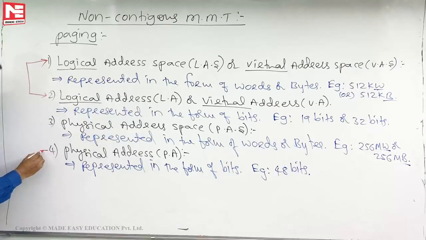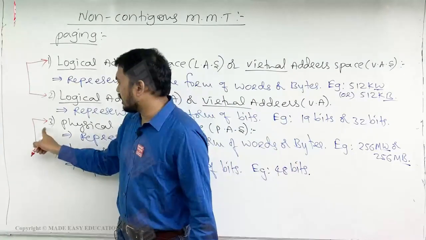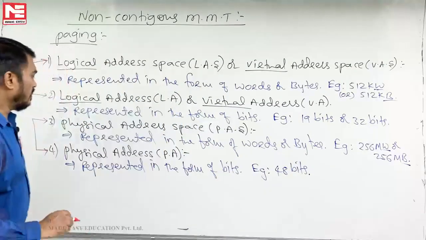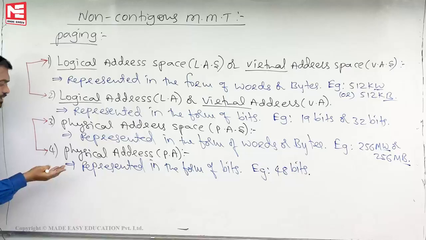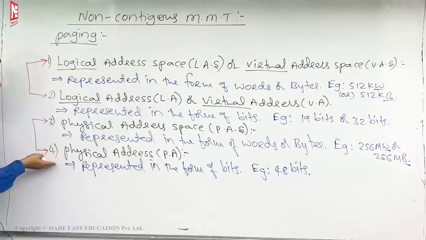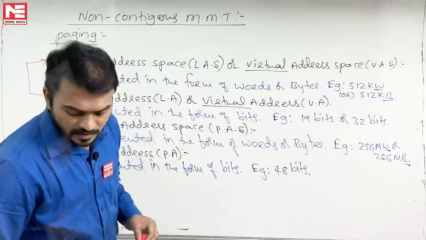Now same thing here also. If the physical address is given, you can find out the physical address space. If the physical address space is given, you can find out the physical address. So if one is given, the other one you can find out. Look here, physical address दिया तो physical address space आएगा. If the address space is given, you can find out the address. So how is that? Understand carefully.